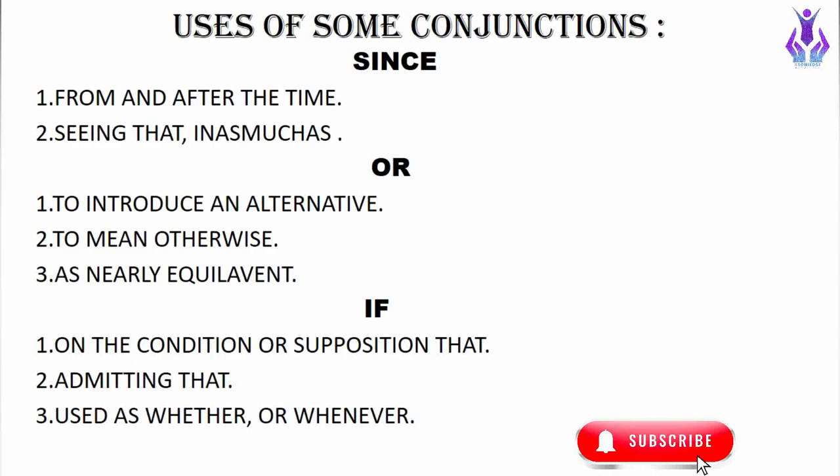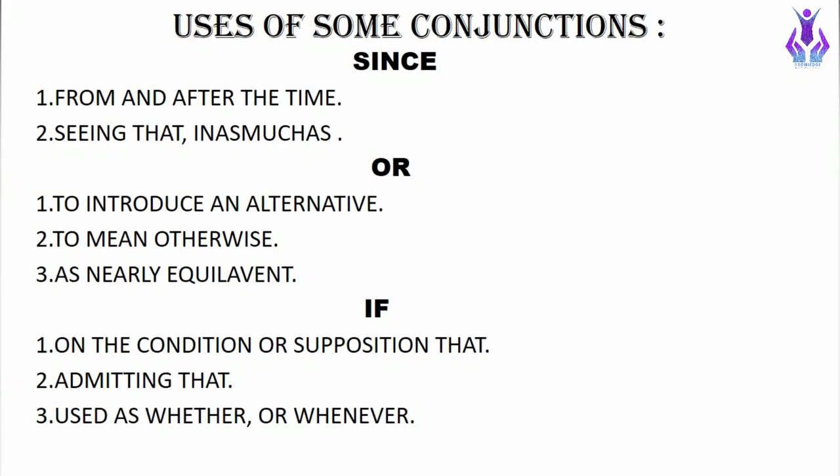If I am poor, yet I am honest. Like I am admitting that I am poor, yet I am honest. So we are admitting certain things, so we put there if. The next one is used as whether or whenever. So instead of whether or whenever, we can use if.